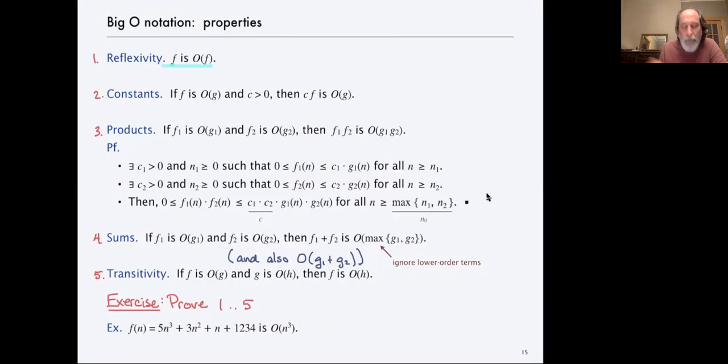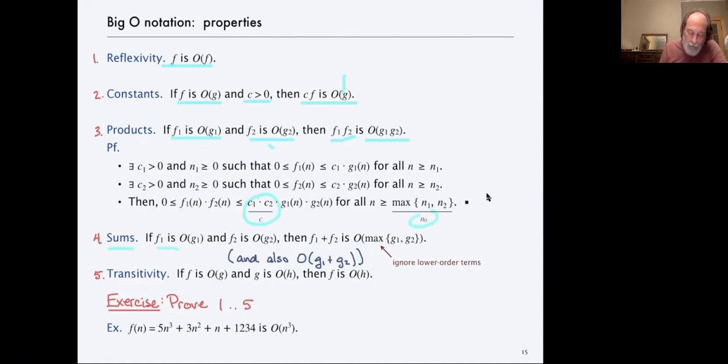F is big O of F, whatever F is. If F is big O of G and C is a positive constant, then C times F is still big O of G. Why? There's a constant hidden in the big O, and you just make it bigger by C. If F1 is big O of G1 and F2 is big O of G2, then F1 times F2 is big O of G1 times G2. That's just multiplying the things together and plugging them into the definition, letting C be the product of the two C's and n naught be the max of the two n naughts. And it all works out.